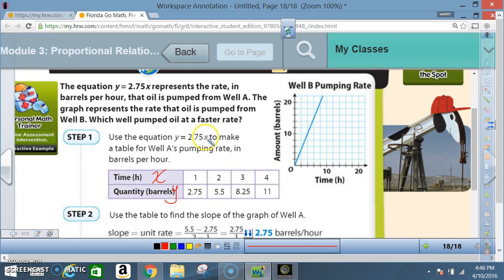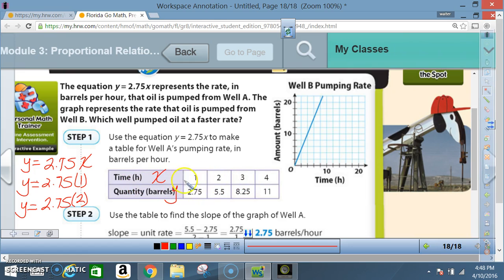And that's going to be 2.75. When X is 2 hours, now we have 2.75 times 2. That's going to be 5.5. For 3, Y is equal to 2.75 times 3. That's going to be 8.25. And for 4, we have 2.75 times 4, which gives us an answer of 11. Notice how the Y value cannot be determined until we know what the X value is. So in other words, the Y value is the output value and it's dependent upon whatever the X value is.